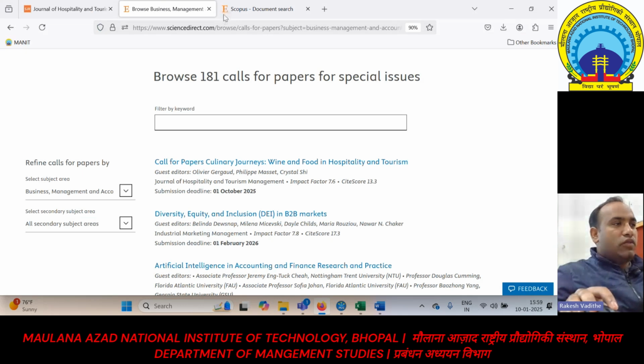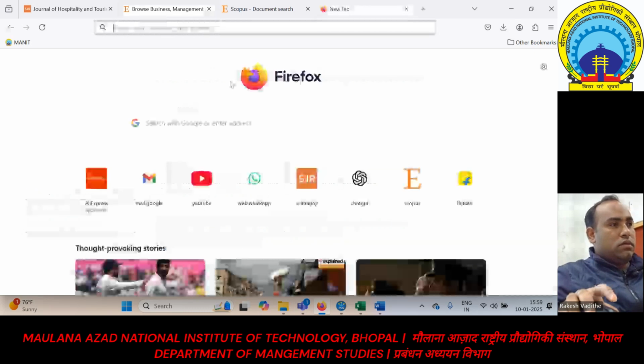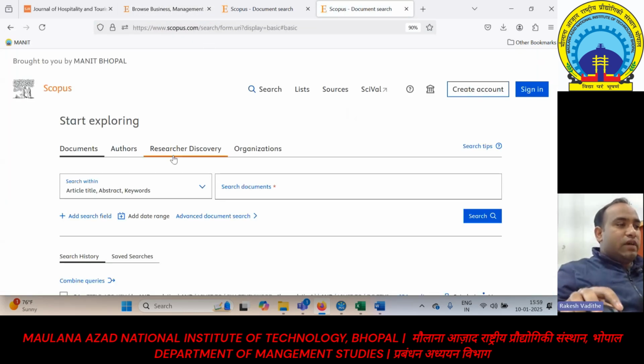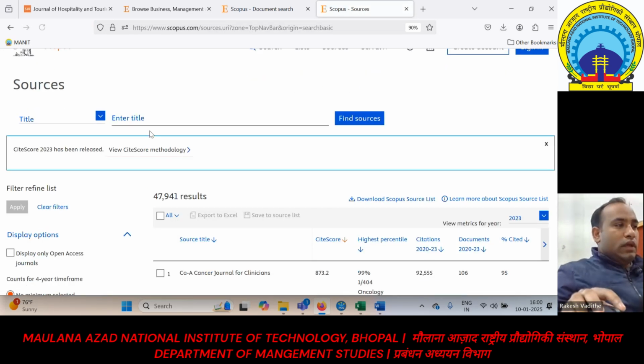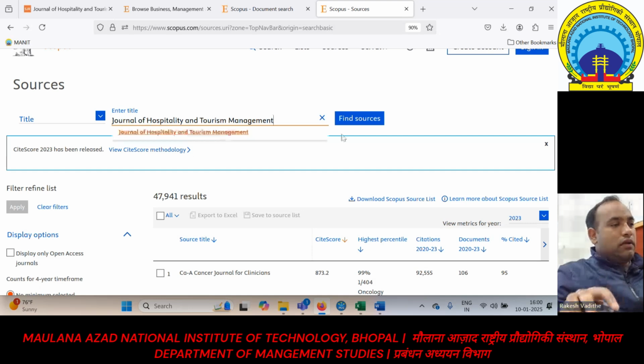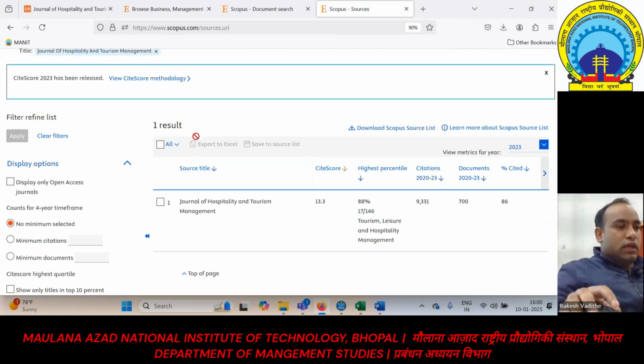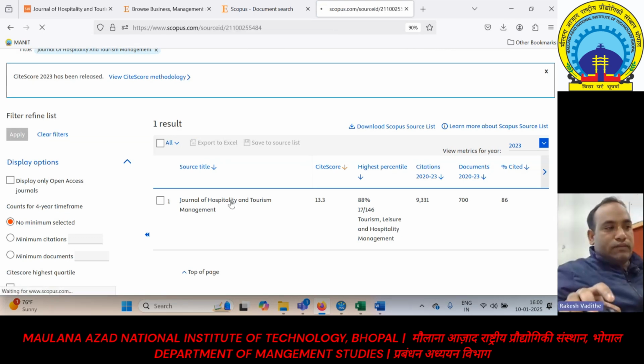Open one more tab. Control T. In the Scopus database, you go to sources. Here type that journal. Here that journal will come.